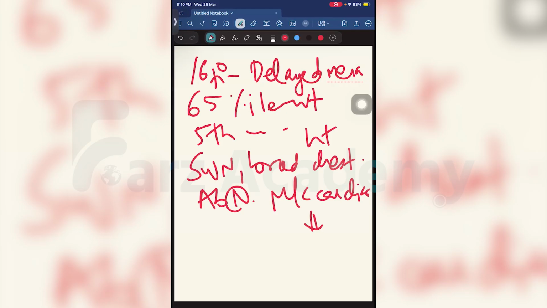Bicuspid, let's say. This is Turner. Yes, very good. This is Turner's. Bicuspid aortic valve, very, very good. So the answer is bicuspid aortic valve.